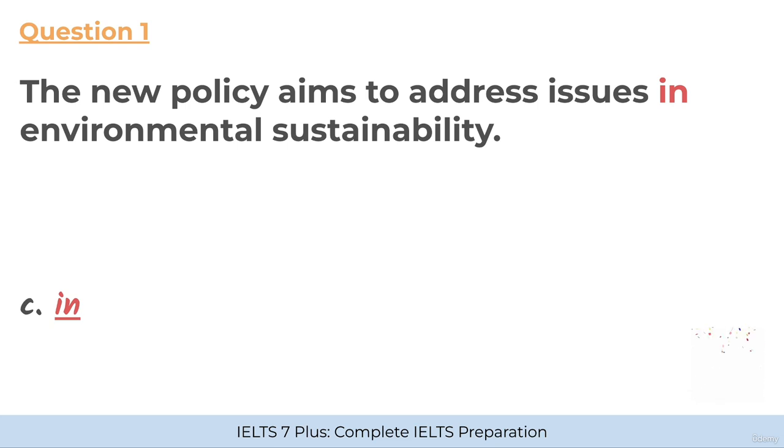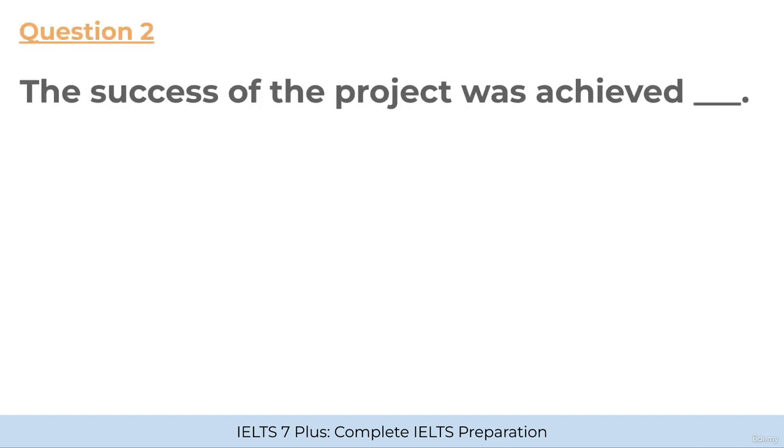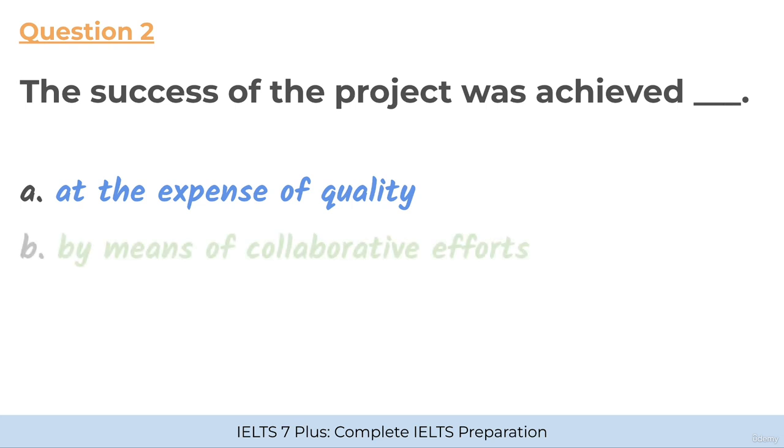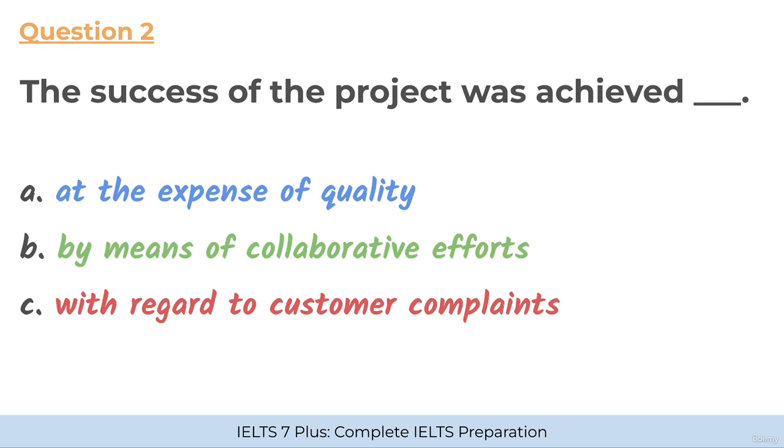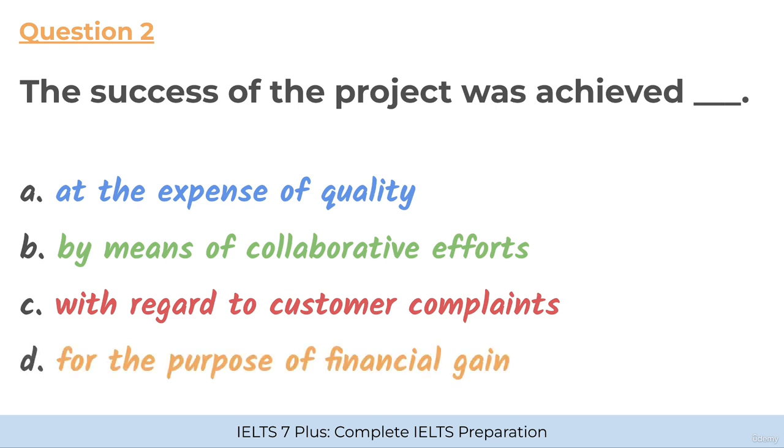Okay, so that was the first question. What about question number 2? The success of the project was achieved, blank. Oh, we've got a prepositional phrase now. At the expense of quality, by means of collaborative efforts, with regard to customer complaints, for the purpose of financial gain.